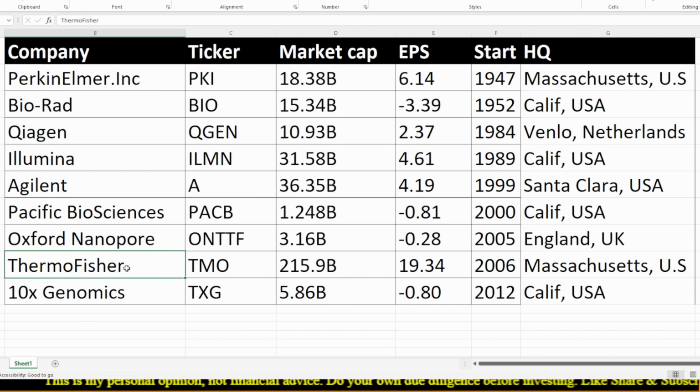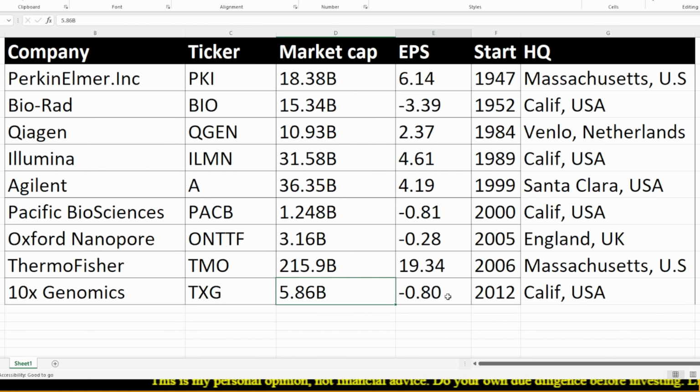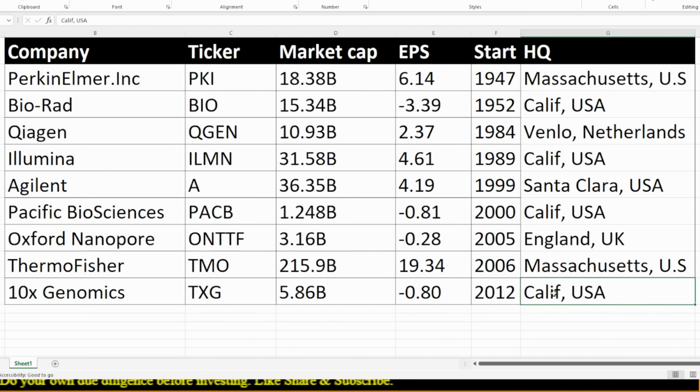Thermo Fisher is the next company. TMO is the ticker symbol. 215.9 billion is the market cap. 19.34 is the earnings per share, established in 2006 in the US. 10x Genomics is the next company. TXG is the ticker symbol. 5.86 billion is the market cap. EPS is minus 0.80, and it was established in 2012 in California, USA.